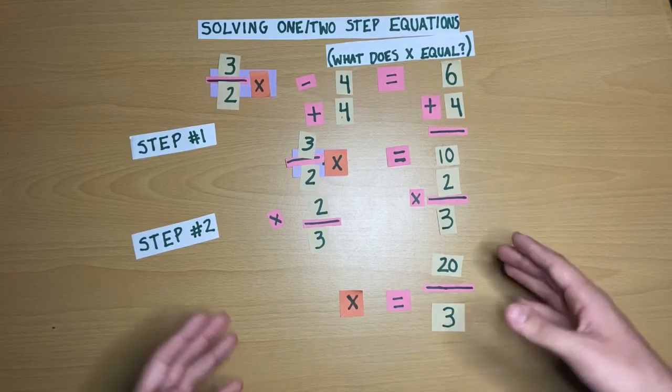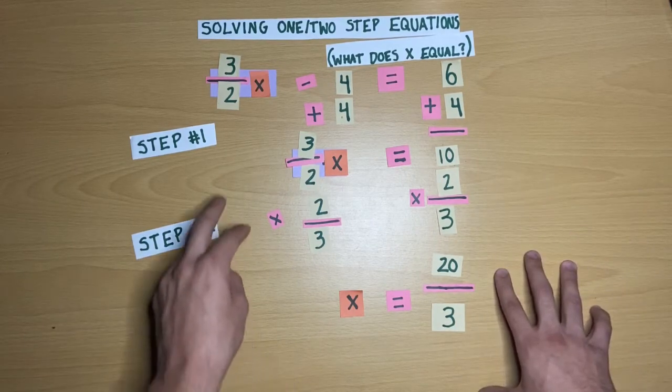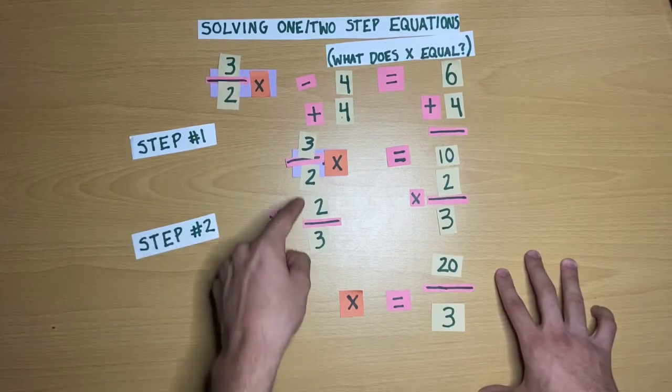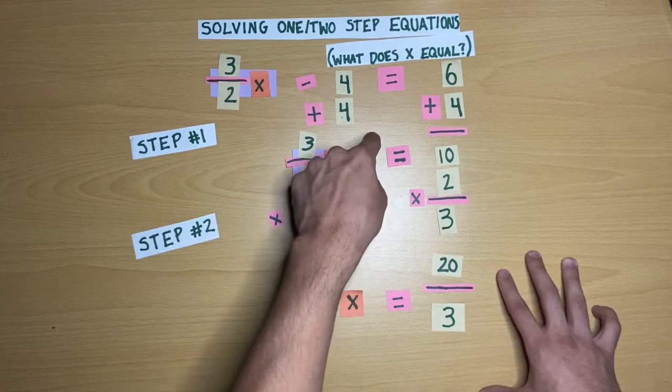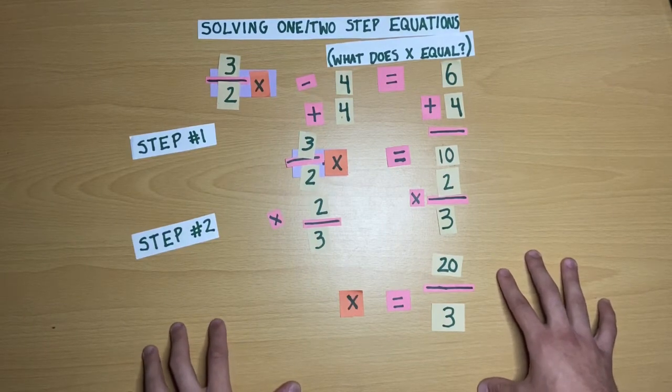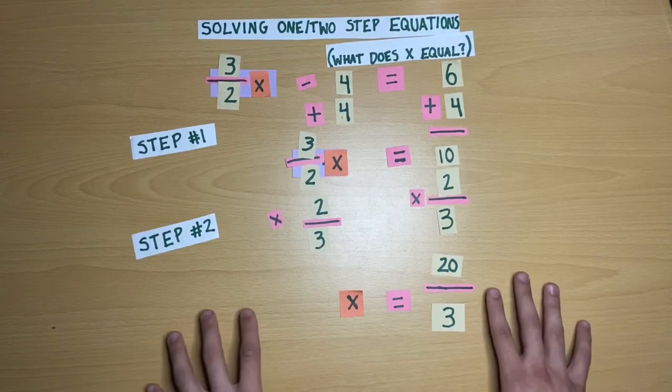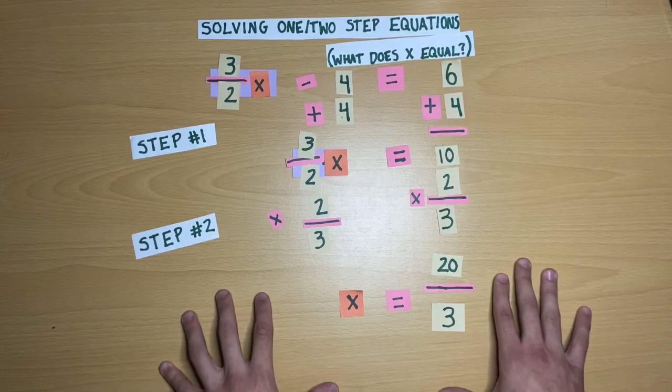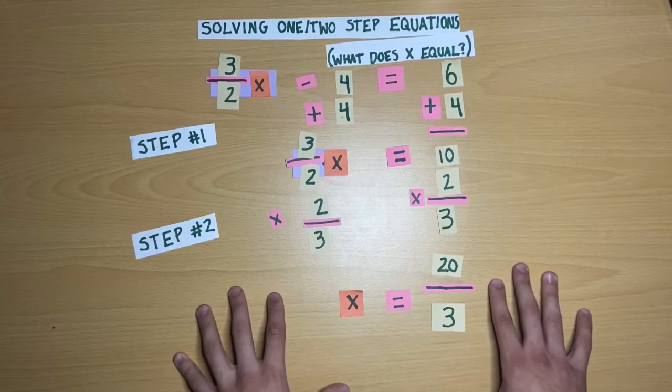So you pick. You can either multiply by the reciprocal, or you can multiply by the denominator and then divide by the numerator. Either way, you will get the exact same answer. So just pick whichever method you're more comfortable with and stick with it.